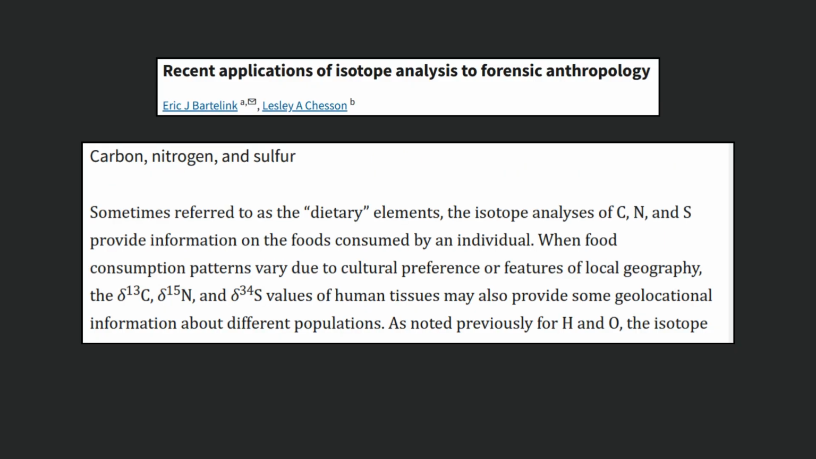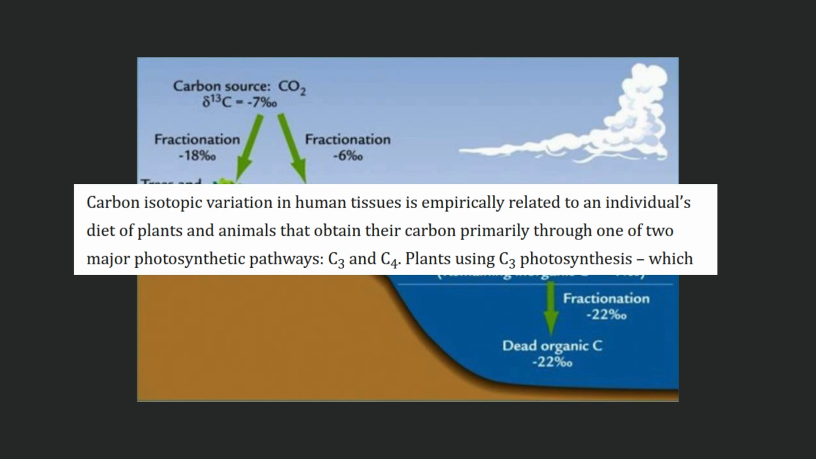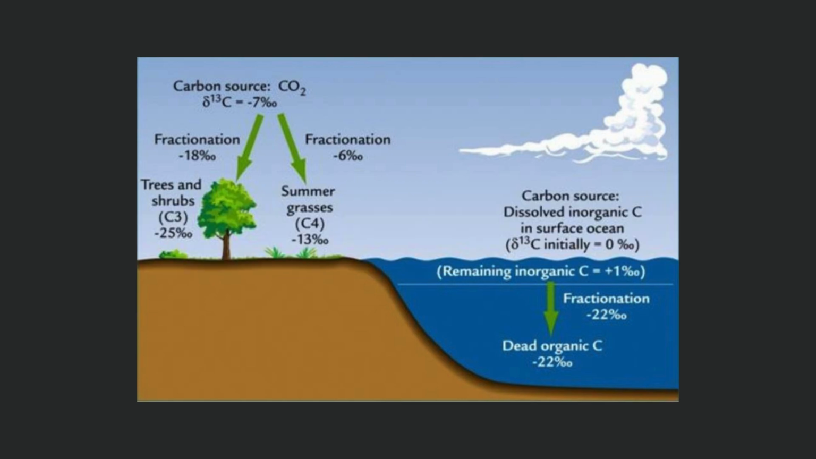Carbon, nitrogen and sulfur are often referred to as the dietary elements and can provide us information on the foods consumed by an individual and give clues on their local geography. Carbon isotopes can vary based on how the plant has photosynthesized, which can help us to understand if a person has consumed plant material directly or through that of an animal, such as a cow.